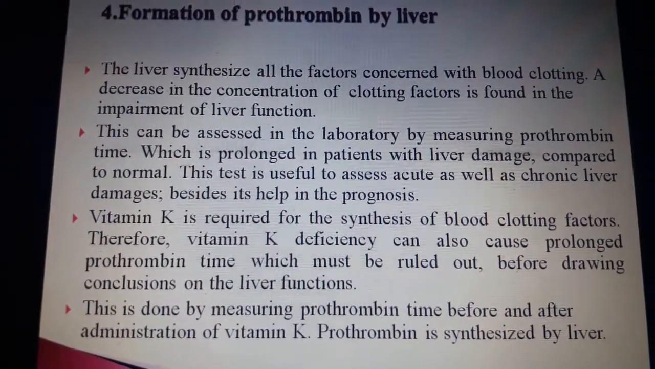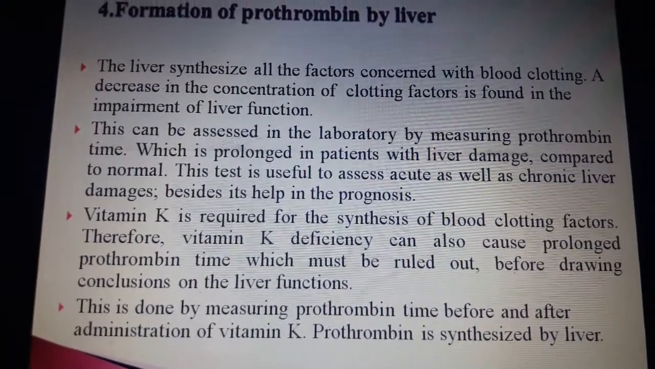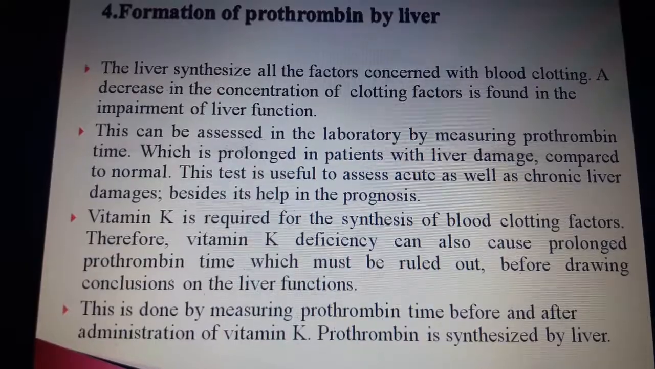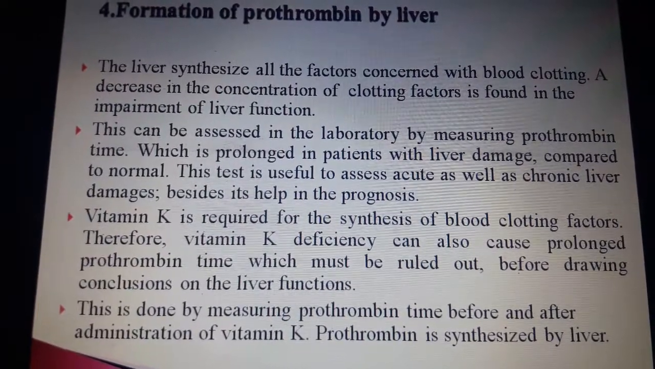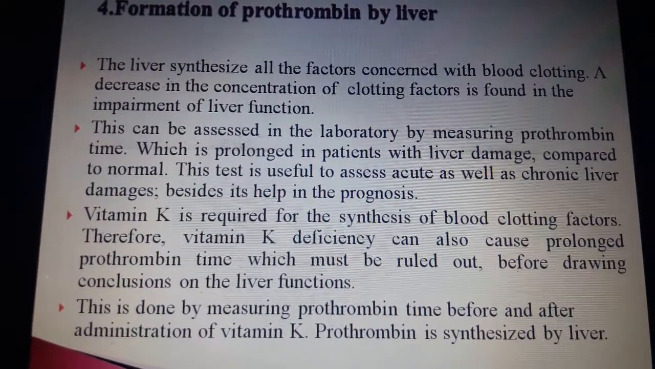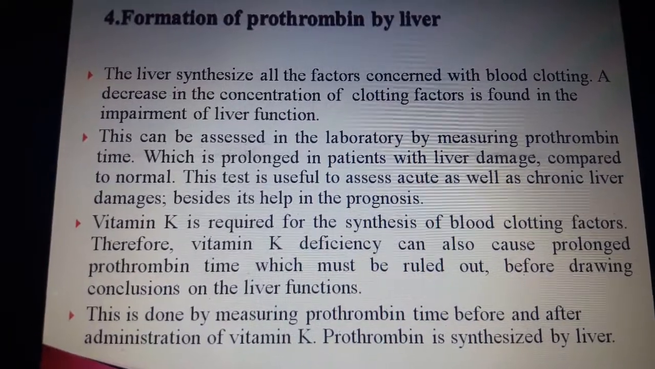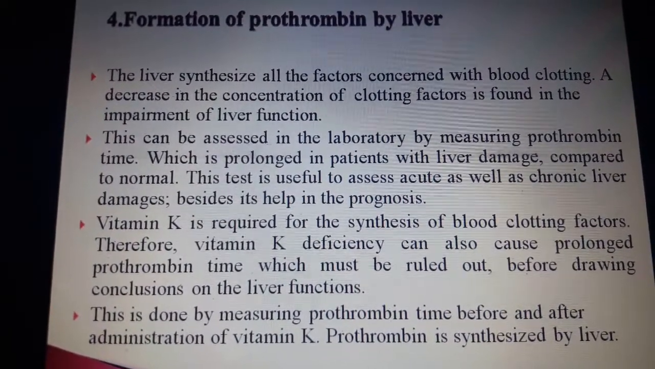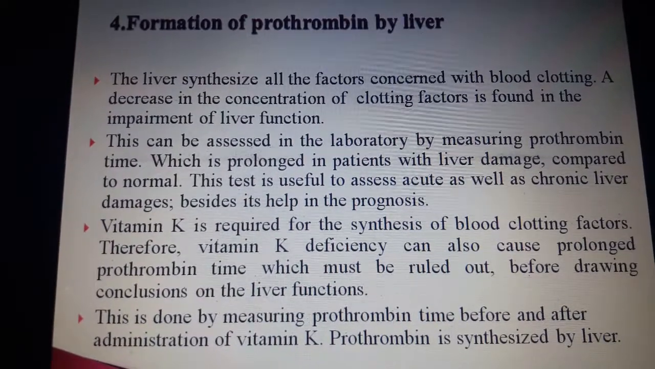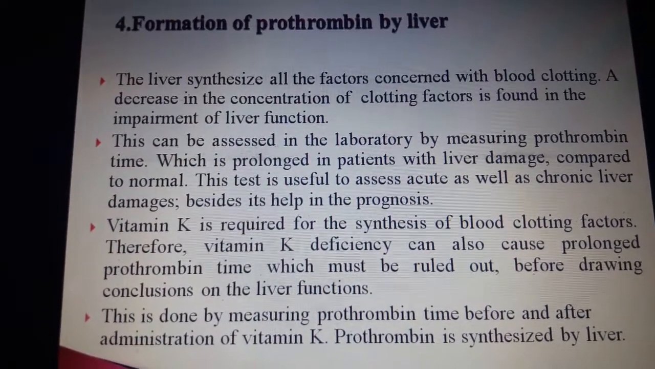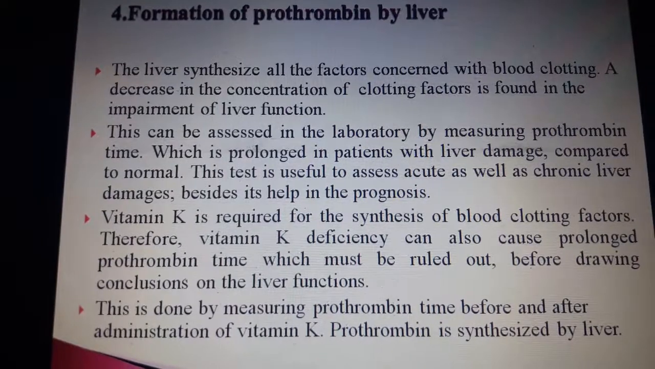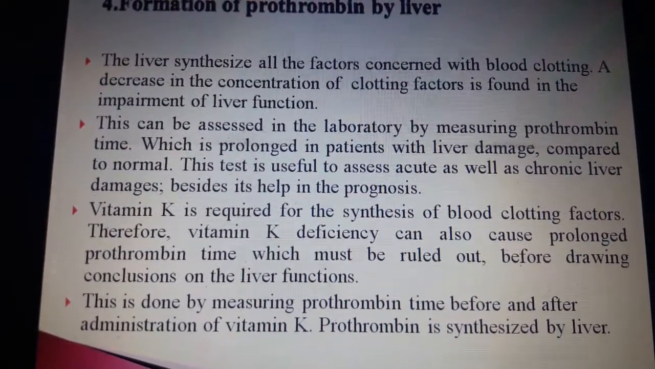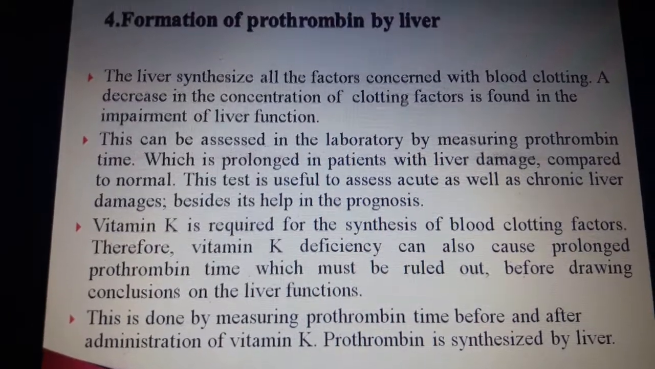Then formation of prothrombin by the liver. The liver synthesizes all the factors concerned with blood clotting. A decrease in the concentration of clotting factors is found in the impairment of liver function. This can be assessed in the laboratory by measuring prothrombin time, which is prolonged in patients with liver damage compared to normal. This test is useful to assess acute as well as chronic liver damage, besides its help in the prognosis.